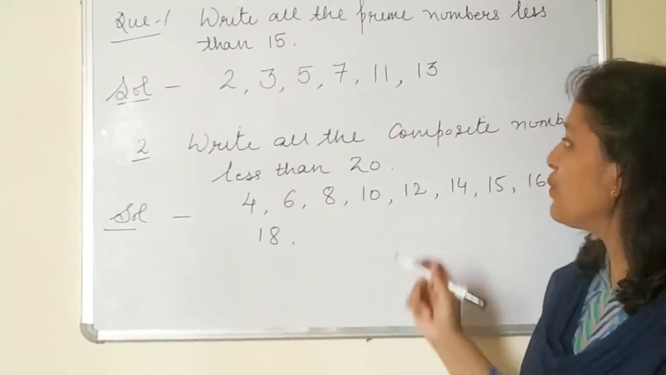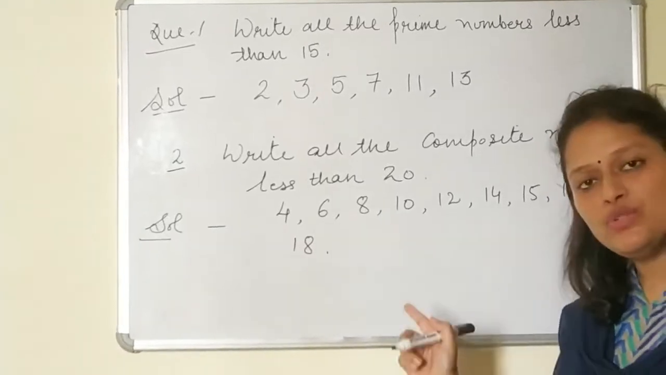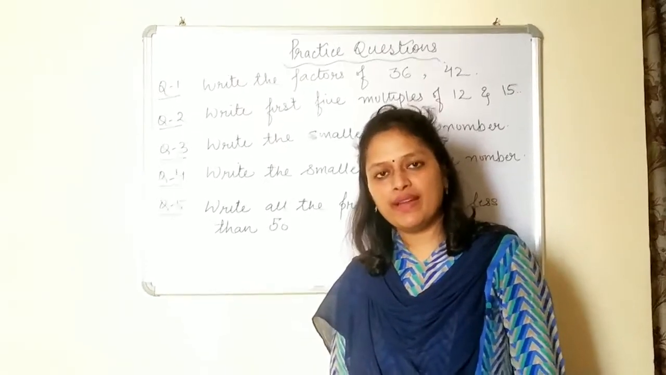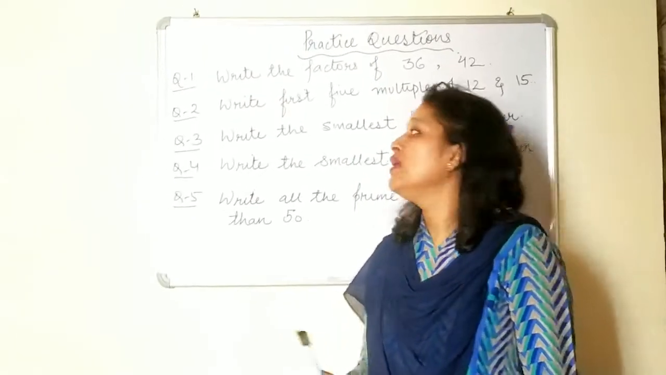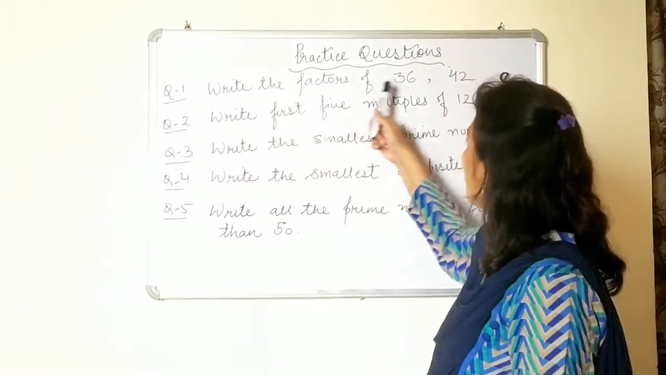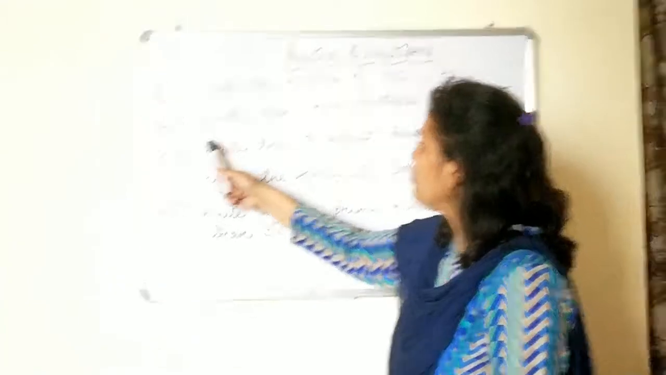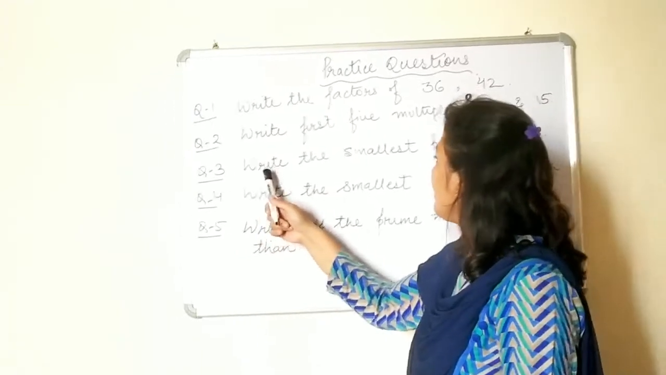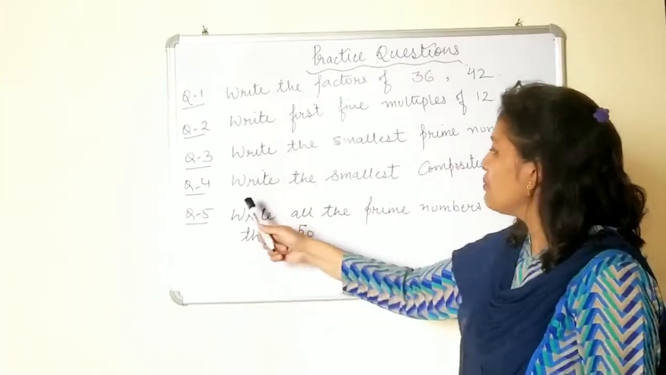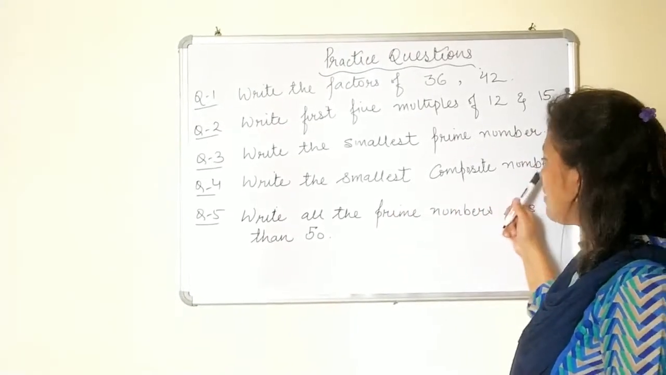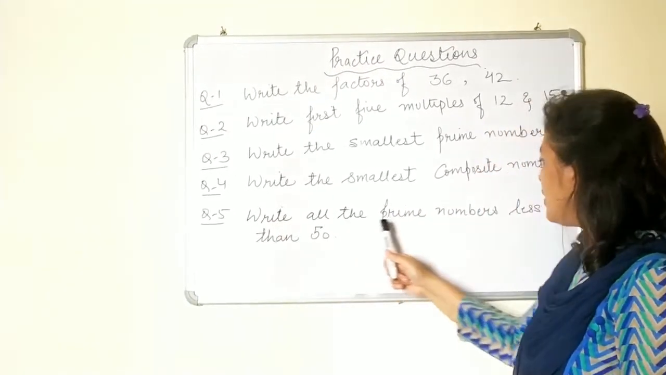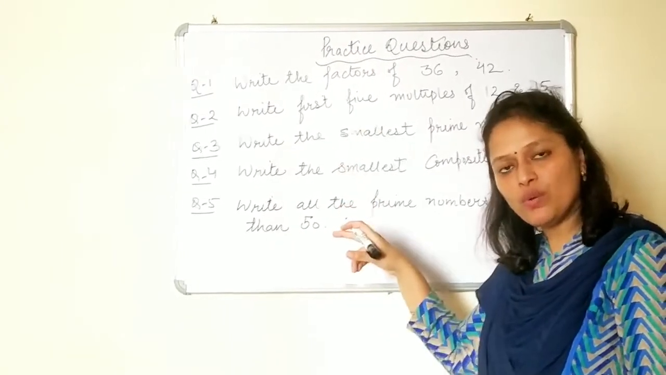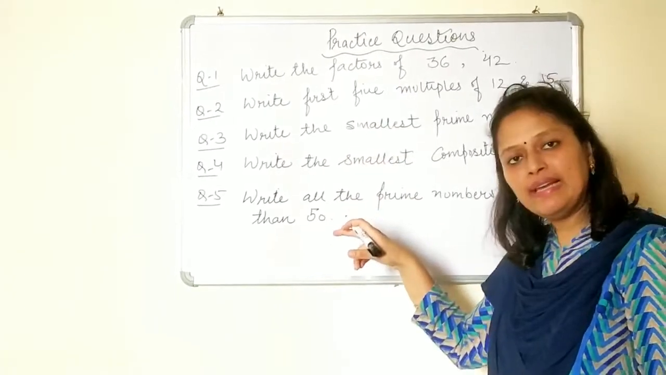Okay. Now these are the 2 questions related to prime and composite numbers. You need to do these questions in your notebook. Now children, you have understood all the concepts clearly. So there are some practice questions for you. The first question is: write the factors of 36 and 42. Second question: write the first 5 multiples of 12 and 15. Question number 3: write the smallest prime number. Question number 4: write the smallest composite number. Question number 5: write all the prime numbers less than 50. Okay. So you need to pause the video and note down the questions, children. Do all the questions clearly in your notebook.